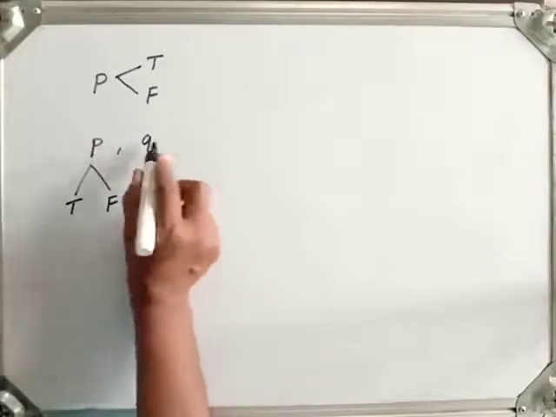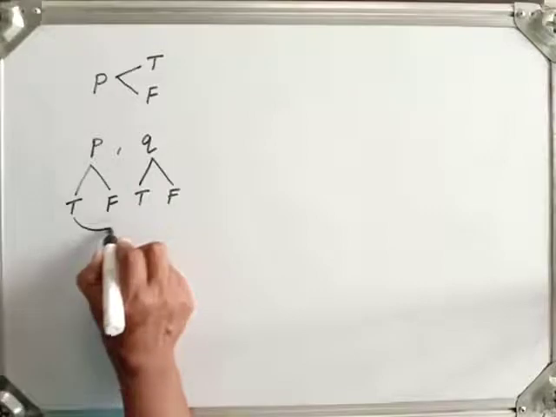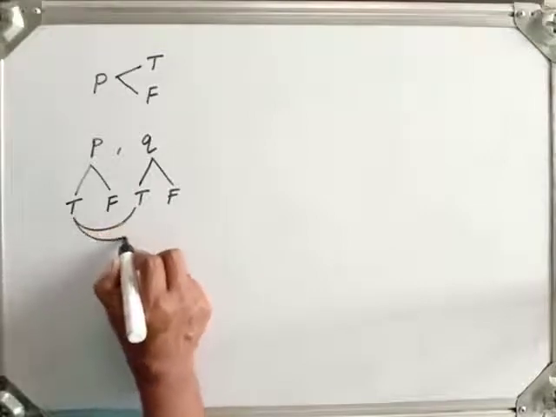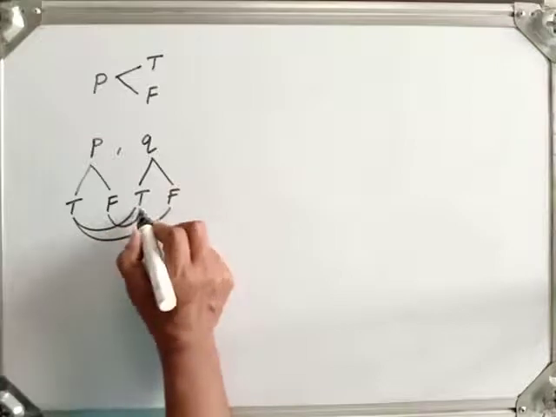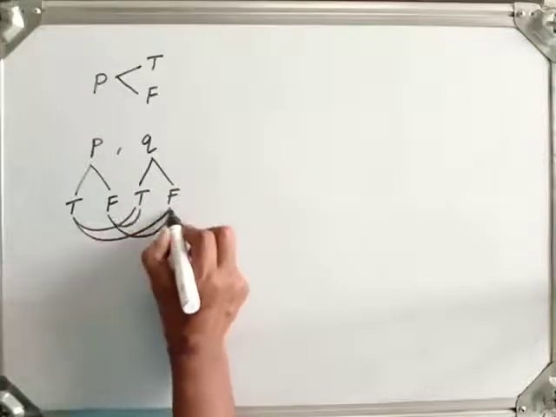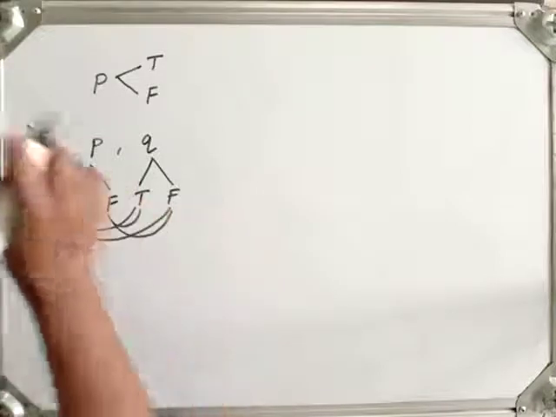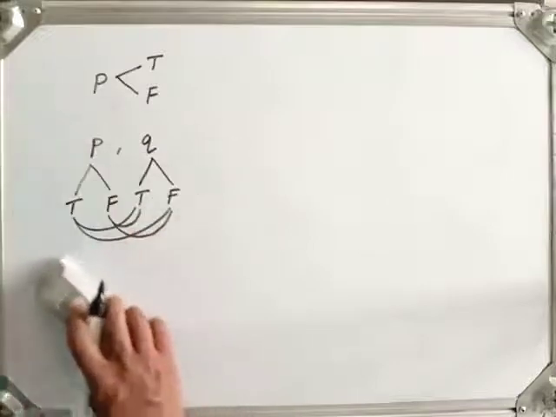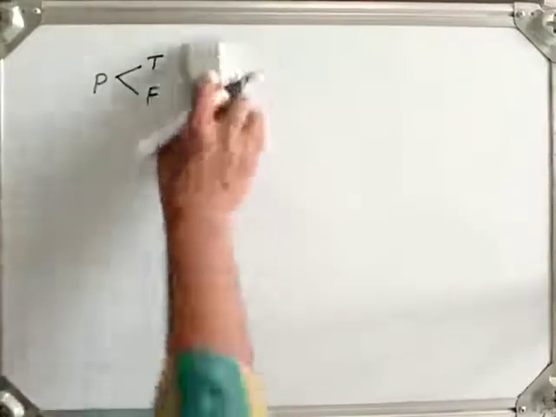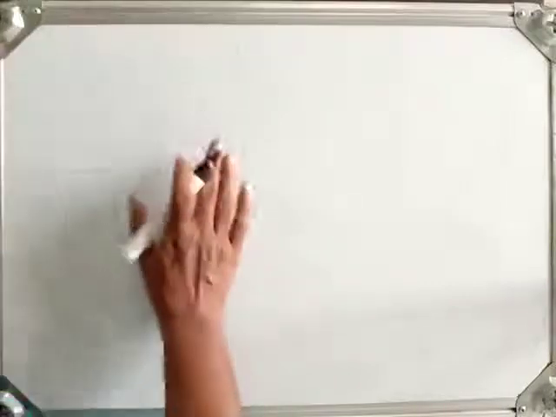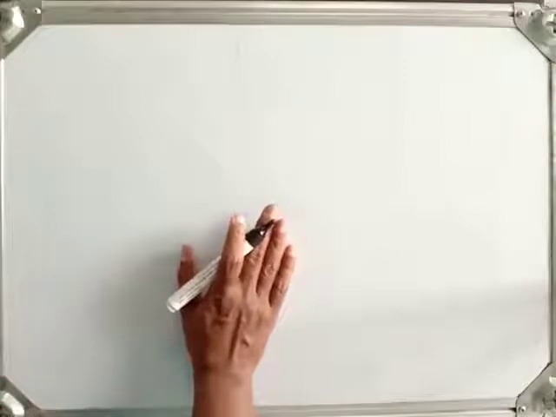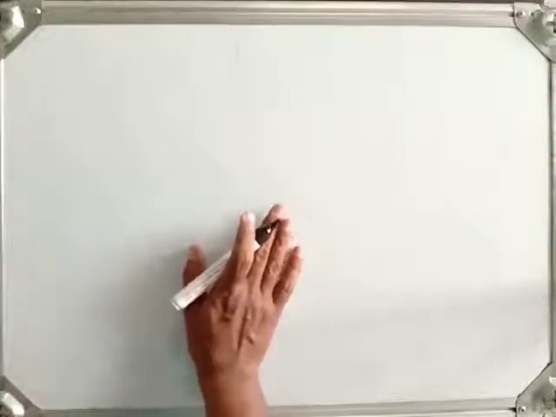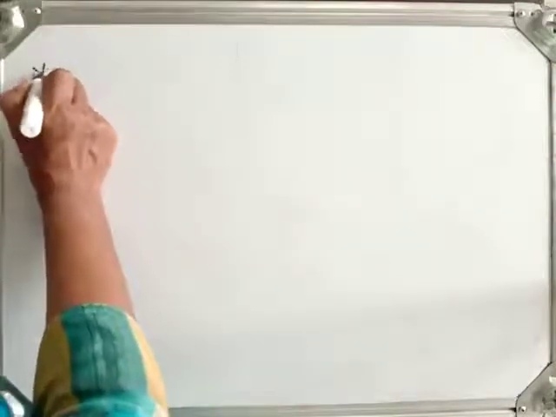Then P and Q are connected, then it may be true true, or it may be true false, it may be false true, or it may be false false. As such, four possibilities are there, just like in probability. If one coin is tossed, then it is either head or tail. But if two coins are tossed, then it is head head, head tail, tail head, or tail tail. Such a thing is there. So let me write a note.